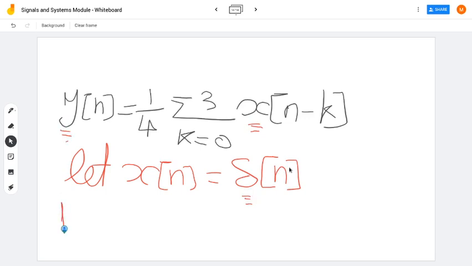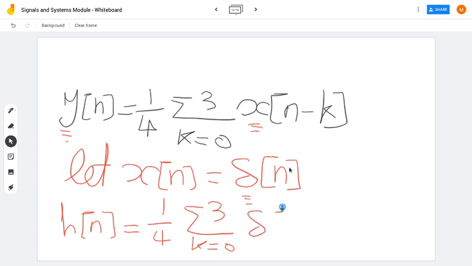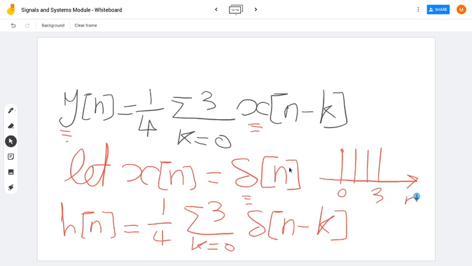So h of n is equal to 1 over 4 summation k going from 0 up to 3 delta of n minus k. If we try to plot this, it will be simply 4 impulses at instance 0, 1, 2 up to 3, and all will have the same weight, which is 1 over 4. This would be the impulse response of this system.